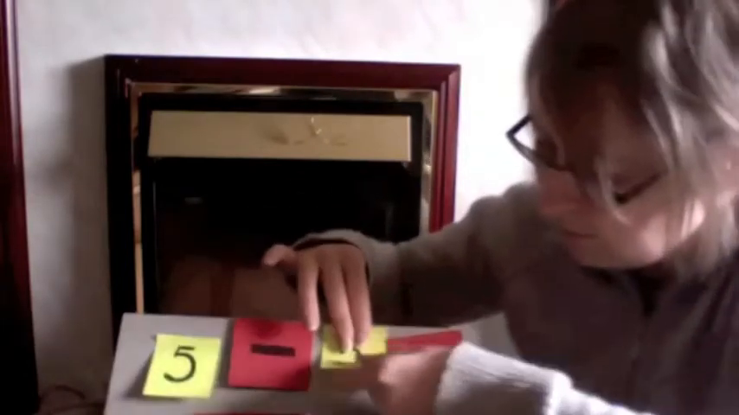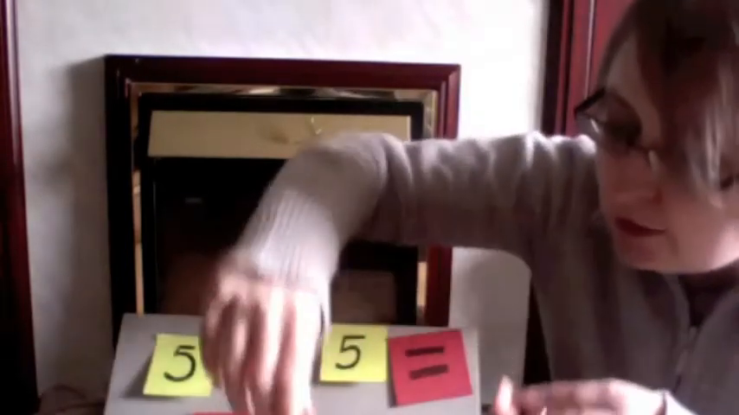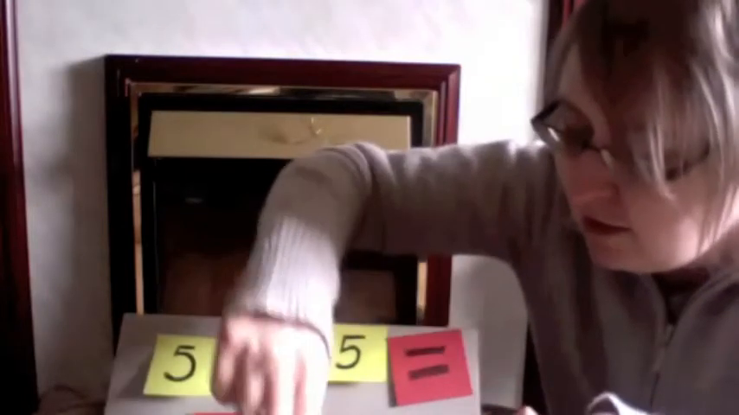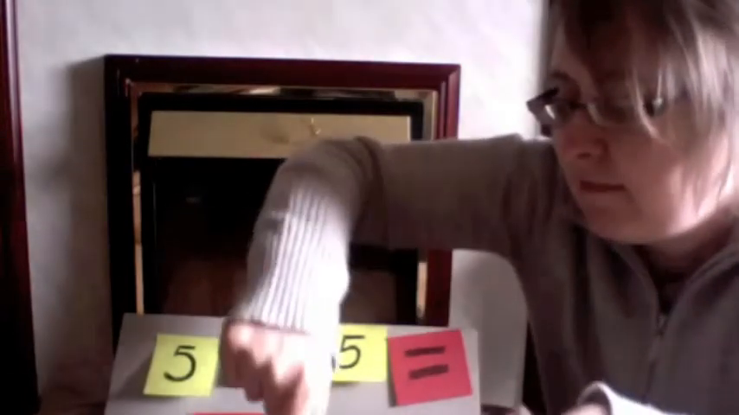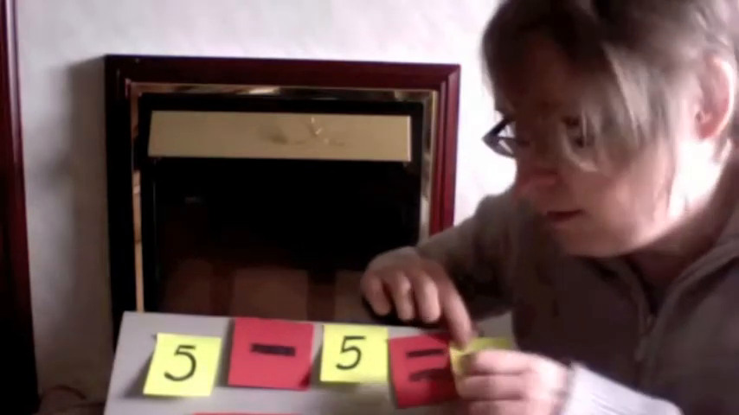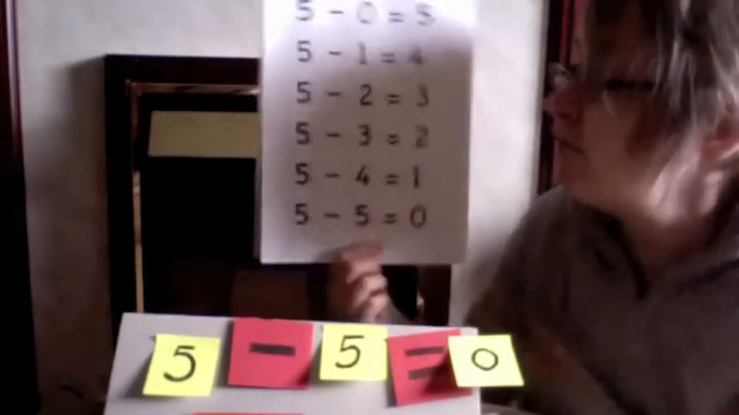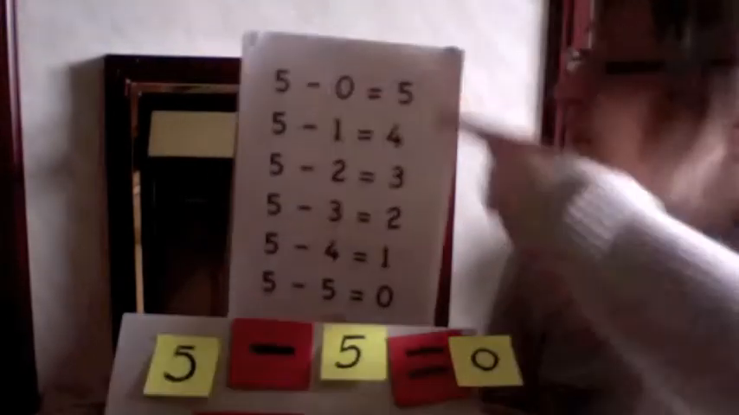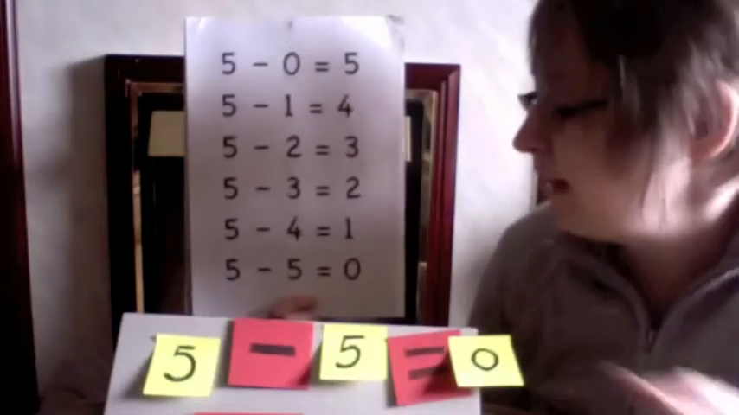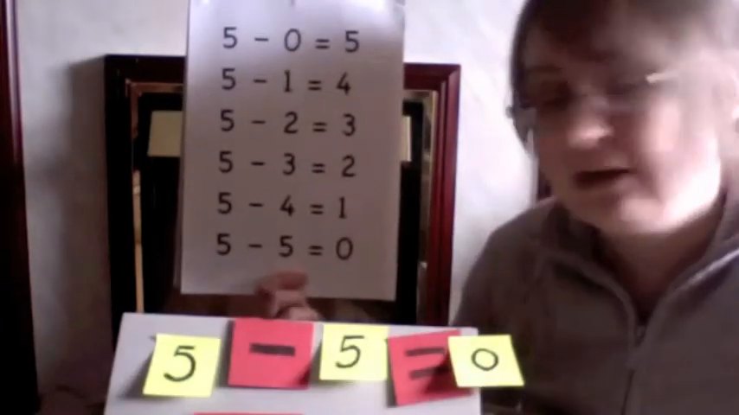Let's find out and see. Let's take 5 away. 1, 2, 3, 4, 5. And we're left with, rings a bell with another subtraction fact. 5 take away 5 equals 0. I think that's rather similar to our first one, don't you? 5 take away 0 equals 5. 5 take away 5 equals 0.